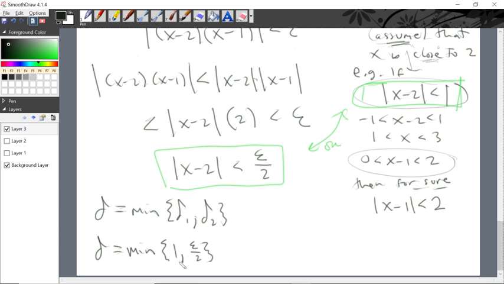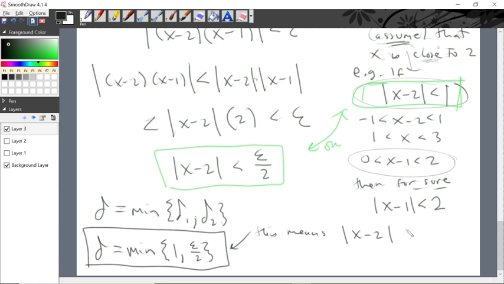Whichever one happens to be smaller depends on the epsilon that is given to us. If epsilon was given to us to equal 6, then the smaller of these two would be the 1. But if epsilon was something like 0.1, then epsilon over 2 would be the smaller one. Either way, when delta is chosen to be the smaller of these two, the absolute value of x minus 2 is going to be smaller than both 1 and epsilon over 2.